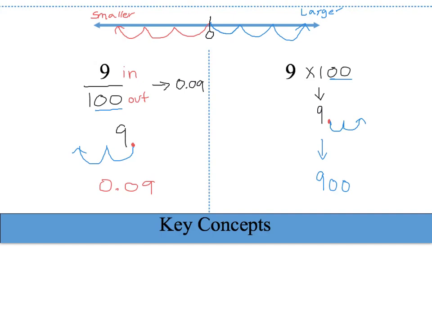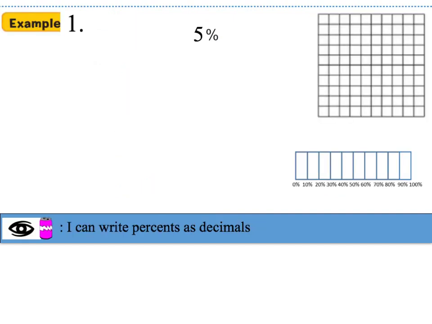So let's use these key concepts to discuss the following examples. For example 1, let's review the I can statement. The I can statement says, I can write percents as a decimal. They are giving us the number 5%. Since percents are ratios compared to 100, I can write 5% as 5 over 100.